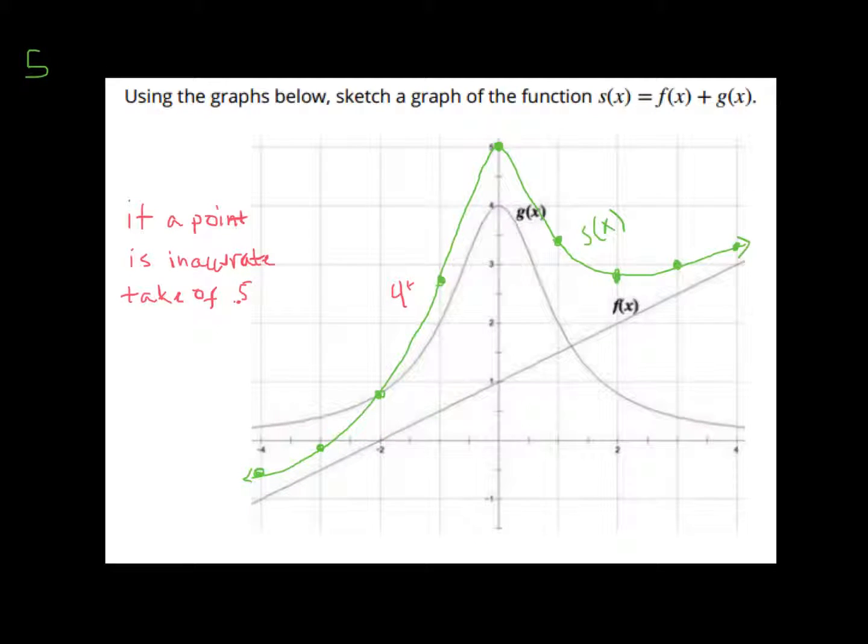Here, f of x is 0, so I'm adding nothing to whatever g of x is, so it stays at whatever g of x is. Here, f of x is about a half, and so I'm adding a half to whatever g of x is. Here, we did this point. Over here at x equals 1, I'm adding about 1.5 to whatever g of x is. Here I'm adding a little less than 1. Here I'm adding a little less than a half, maybe a half. Here I'm adding very, very little. And so plotting these points, I can then sketch my curve.